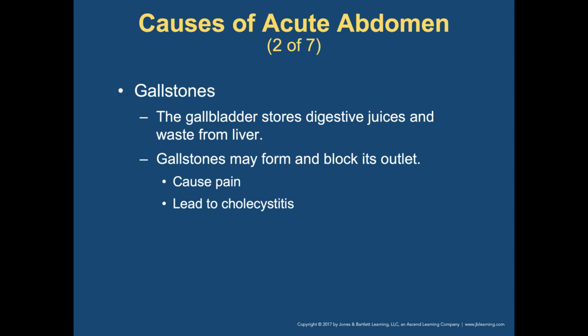Gallstones: the gallbladder is a storage pouch for digestive juices, like we talked about. It can help dump them back into the liver and help with digestion. Gallstones may form, and if the blockage does not pass, it can lead to severe inflammation of the gallbladder called cholecystitis. It's a condition in which the wall of the gallbladder is inflamed, and the gallbladder can rupture in severe cases.